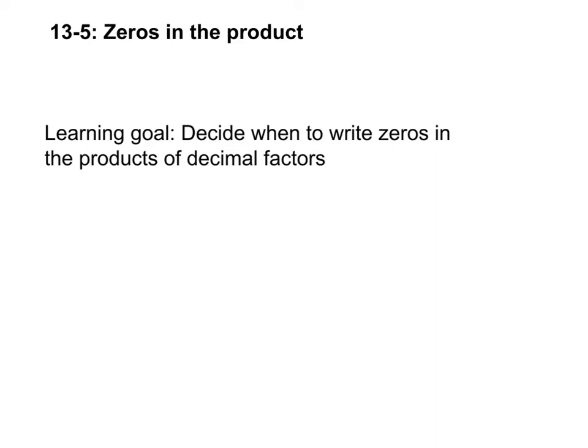Okay, this is chapter 13, lesson 5. Today is all about when there's zeros in the product. What is a product again, Chris? The answer is multiplication. Good. A product is the answer to a multiplication problem.